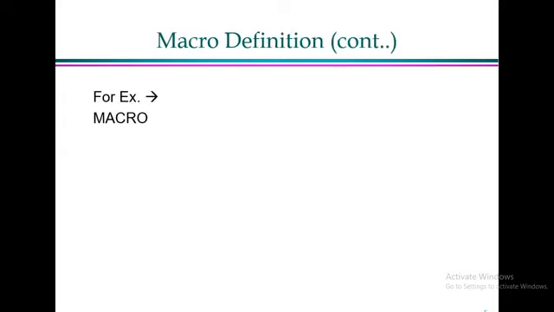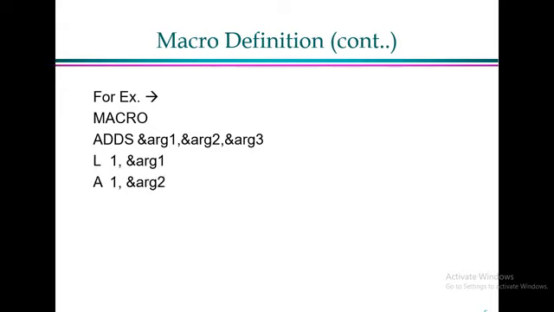The MACRO keyword shows that this is a macro example. After that, here ADDS is nothing but the name of the macro. Then these are the parameter lists: &ARG1, &ARG2, and &ARG3. These are the parameters which are given to the macro processor. After that this L1, ARG1, E1, ARG2, ST1, ARG3 is nothing but the definition of a macro, and at last END shows the end of a macro. So this is an example of a macro definition.